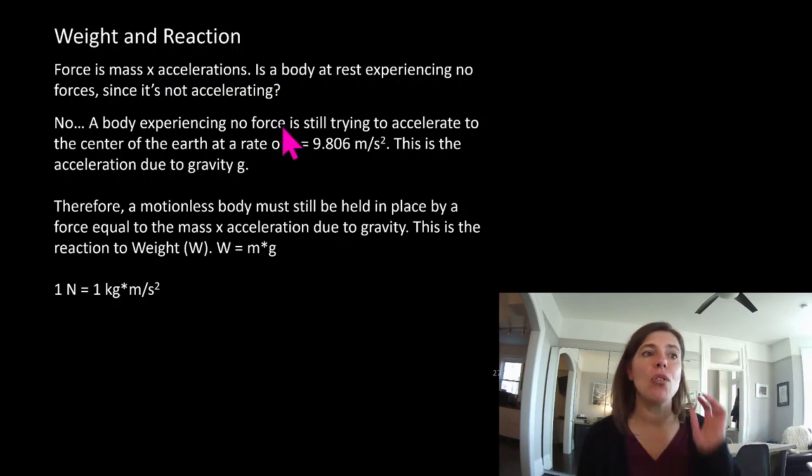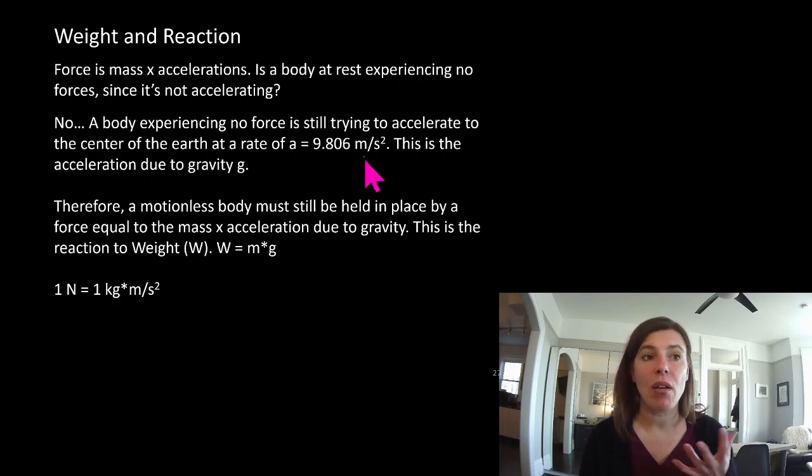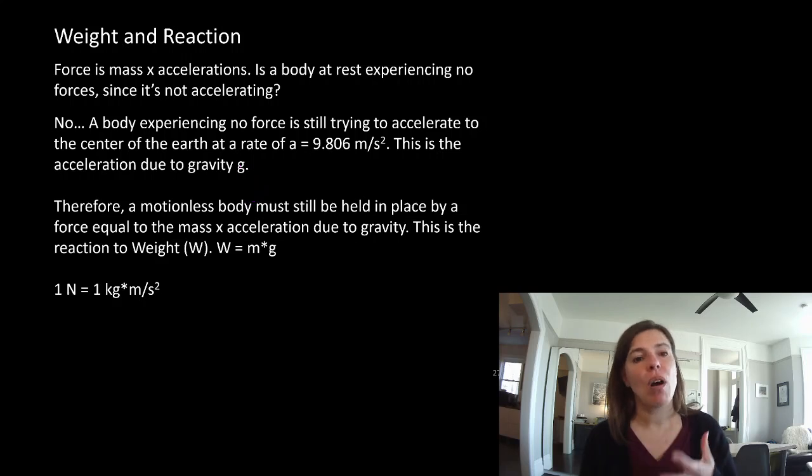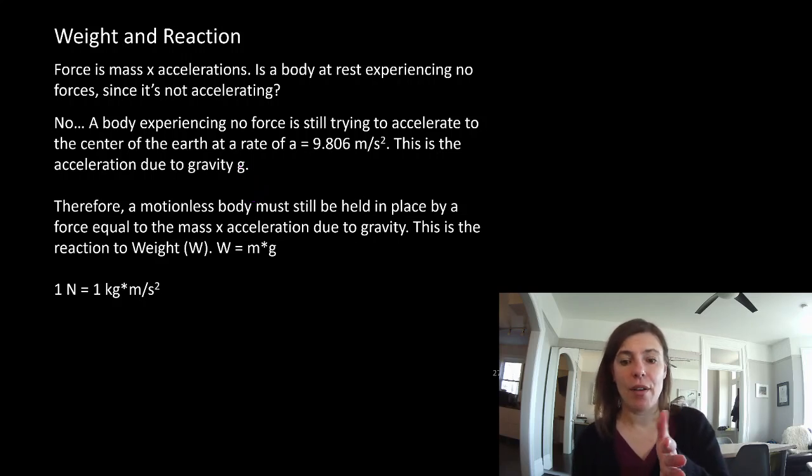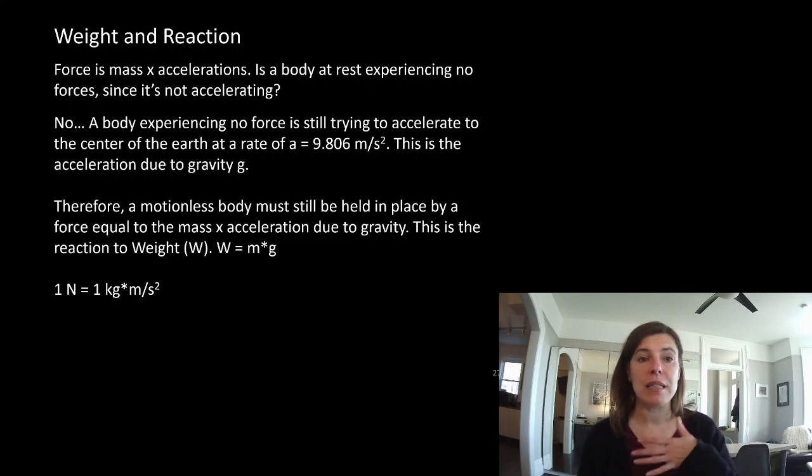A body experiencing no force is still trying to accelerate to the center of the Earth at a rate of 9.806 meters per second squared, or gravity on Earth. This is the acceleration due to gravity. And this is where the term Newton comes from when we talk about Newton figuring out gravity, or at least not discovering, but learning to understand gravity. Therefore, a motionless body must be still held in place by a force equal to the mass times acceleration due to gravity of the object.